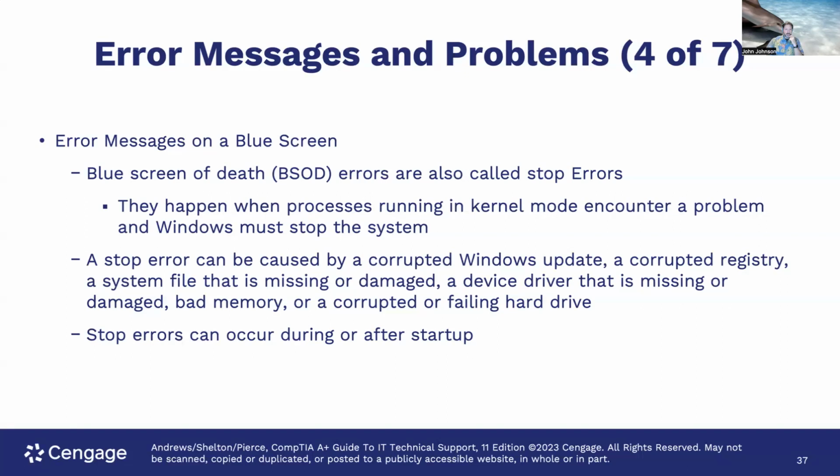Let's see. The blue screen of death happens when processes running in kernel mode encounter a problem and Windows has to stop the system. A stop error can be caused by a corrupted Windows update, a corrupted registry, a system file that is missing or damaged, a device driver that is missing or damaged, bad memory, or a corrupt or failing hard drive. Stop errors can occur during or after startup.